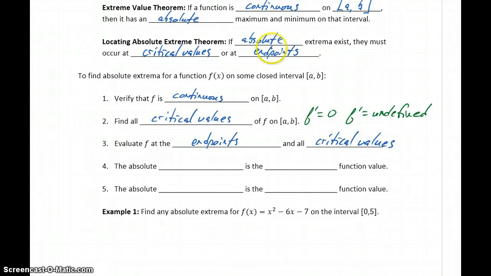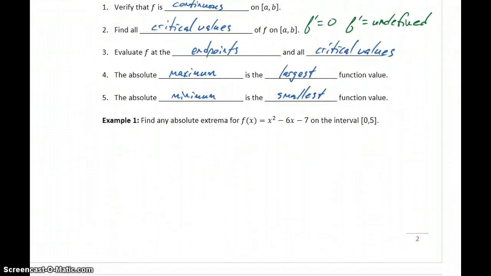So since the absolute extrema must exist at the critical value or endpoints, we'll compare those different function values and identify the absolute maximum as the largest function value that we get, and the absolute minimum as the smallest function value that we get. So we just need to identify the endpoints which are given to us, any critical values, plug all of those back into the original function, and then just rank those different results.